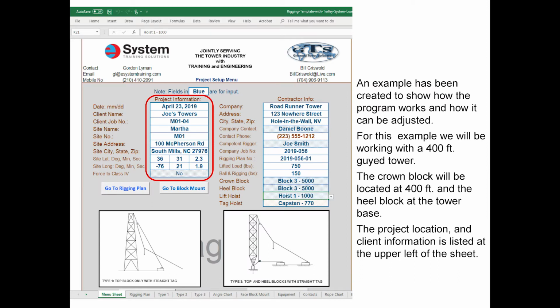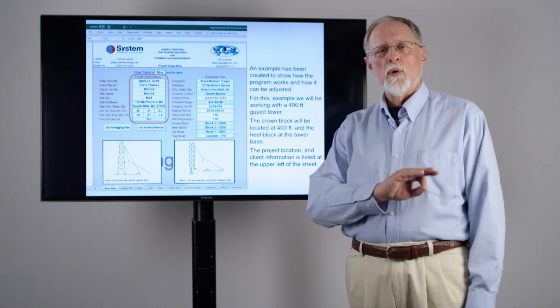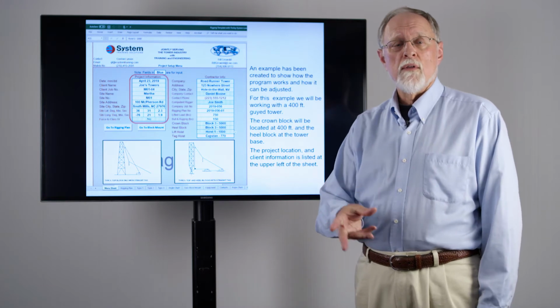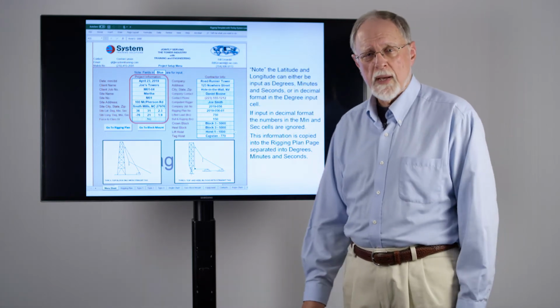Now, in this particular example that we're going to be working with, we're going to be working with a 400-foot tall guide tower. In this location right here, we've put the date, the client name, the site name, and so forth. The crown block is going to be located at 400 feet, and a heel block is going to be attached to the base of the tower. The project location, client information, etc. is listed to the left of the sheet. And again, remember, all this critical information is going to be transferred to all of the other applicable forms throughout.